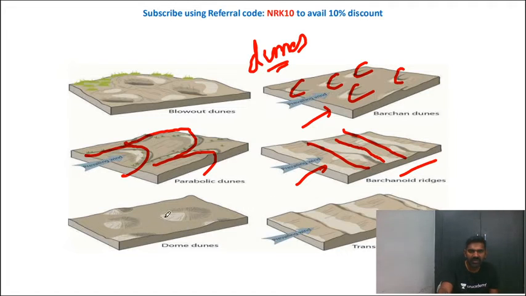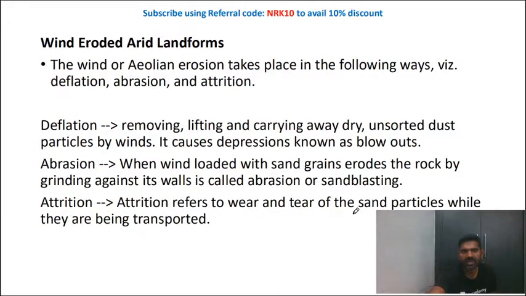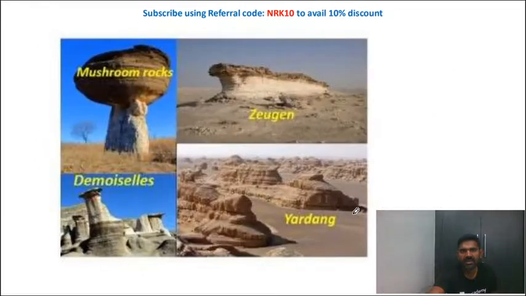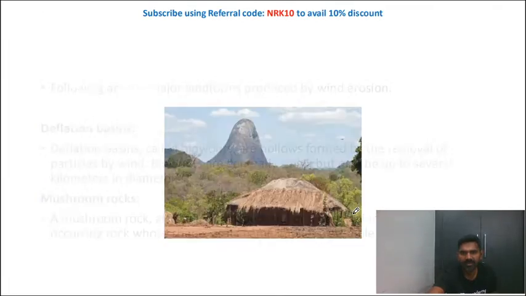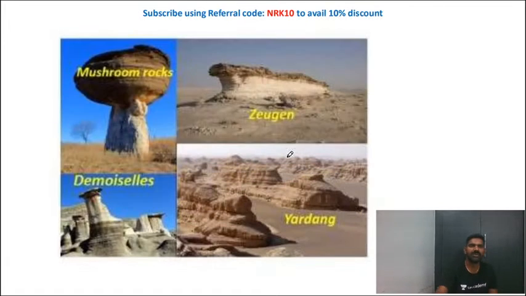When dunes are formed in a dome shape like this, they are called dome dunes, also called star dunes. And if the dunes are parallel to the direction of the wind, then they are called longitudinal dunes. Here it's not there, I'll show you in another place. So these are dunes. I'll show you other things also.